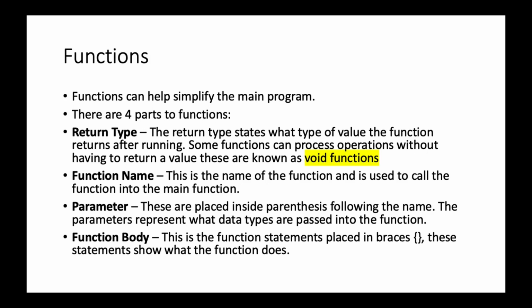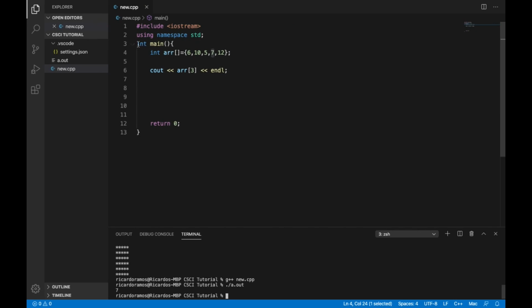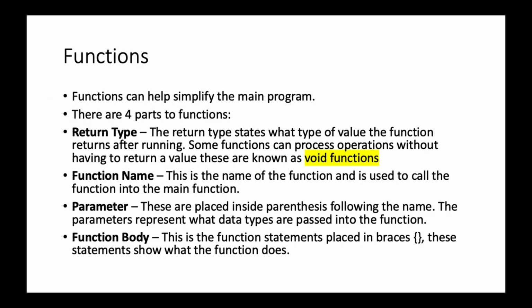So moving on to functions, kind of like this function, the int main. There are many functions that you can do. So functions have 4 parts to them. They have return types, kind of like what type of value the function is returning. But some don't. Some functions don't necessarily need to have a return type. These are known as void functions.